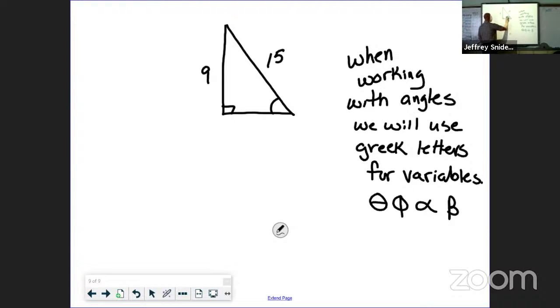So I'm just going to call this angle here theta. I want to find out what the measurement of theta is. Okay? All right, here we go. So the first thing I have to say is, where are my two known sides?